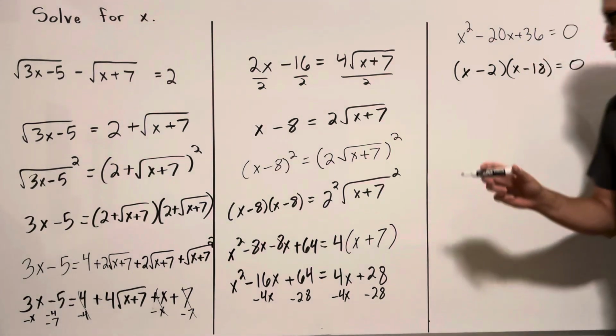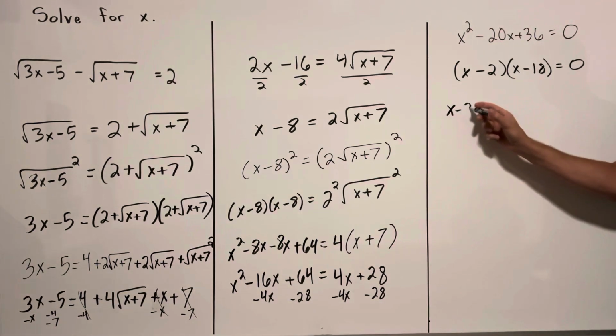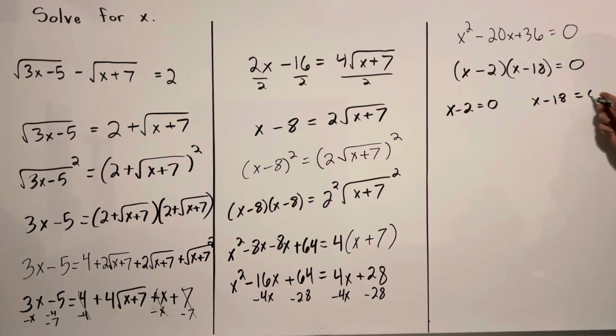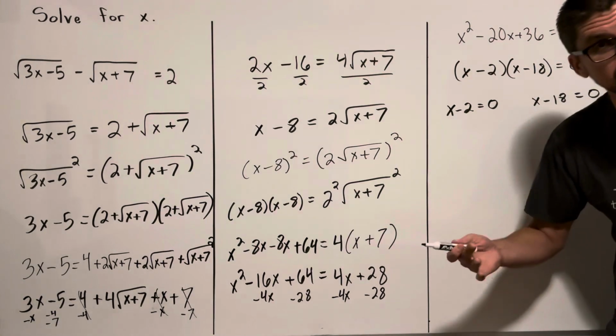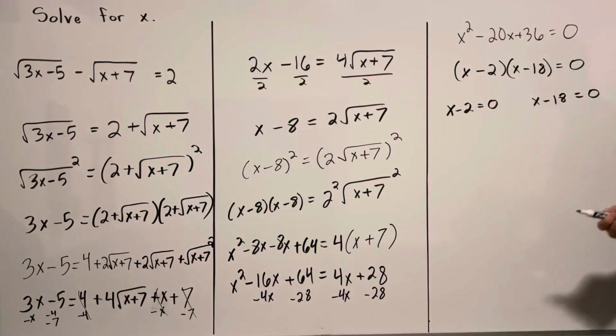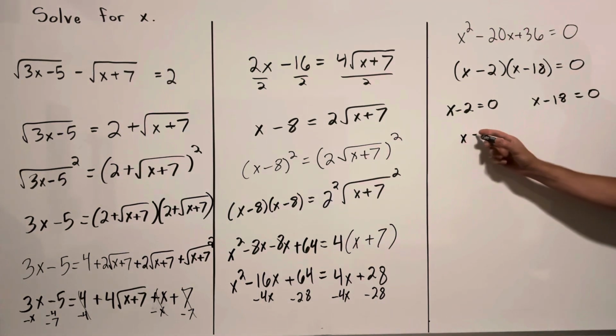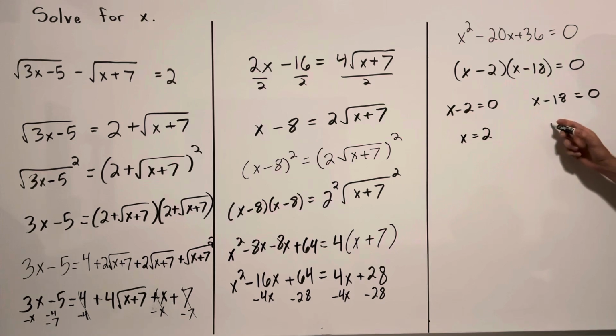And then you set each of them equal to 0 and solve. If you have 2 things multiplying to give 0, that means one of them or both of them have to be 0. Adding 2 on both sides here, we get x equals 2. And adding 18 on both sides here, we get 18.